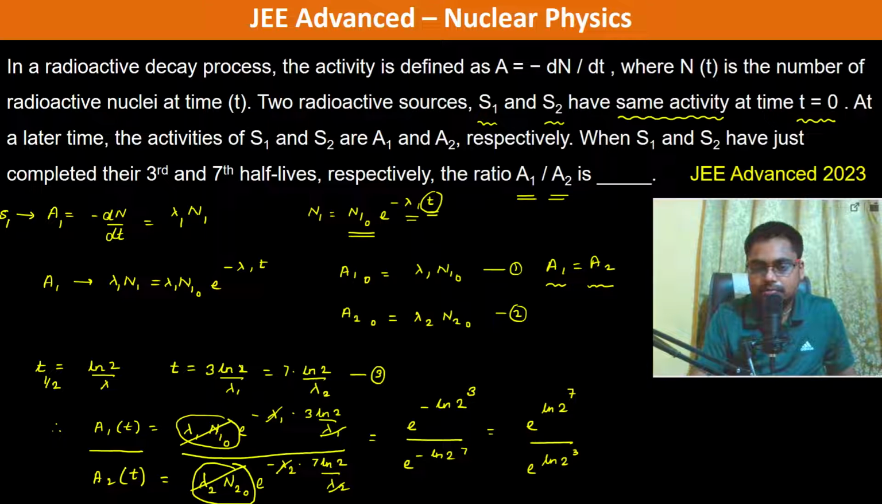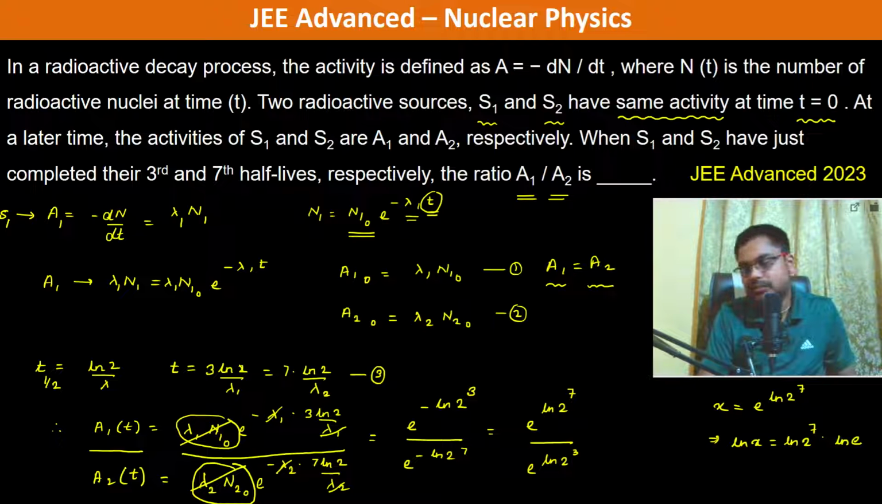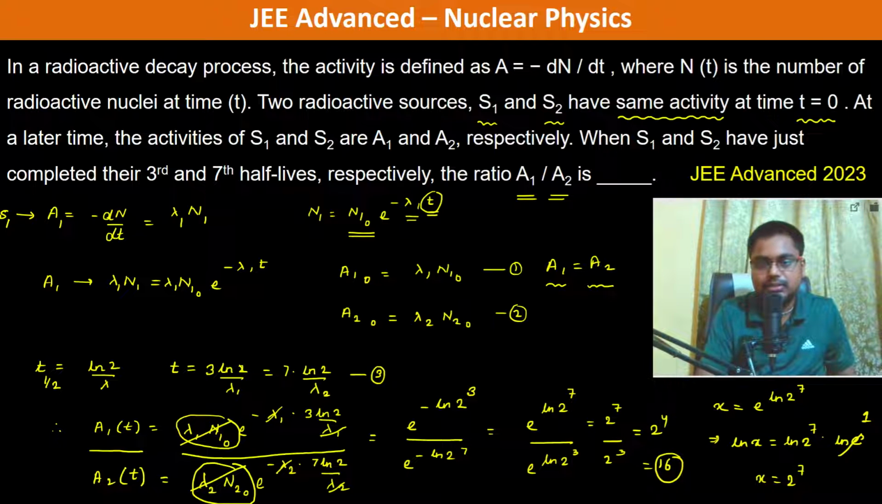Now e to the power ln2 to the power 7, if we keep it as x, and take ln on both sides, ln x is equal to ln2 to the power 7 into ln of e. Now ln of e is going to be 1, so x is going to be 2 to the power 7. So this becomes 2 to the power 7 and this becomes 2 to the power 3, so it's 2 to the power 4, which is 16. So the answer is going to be 16.